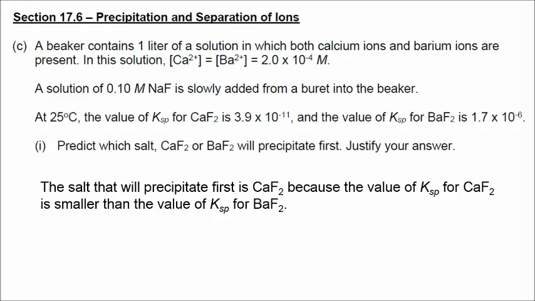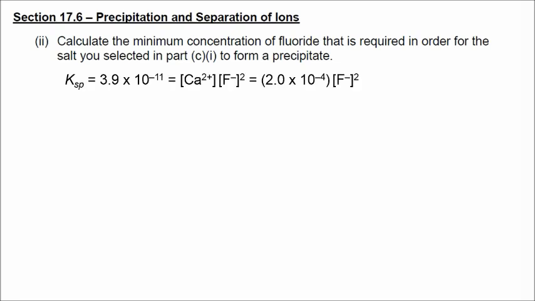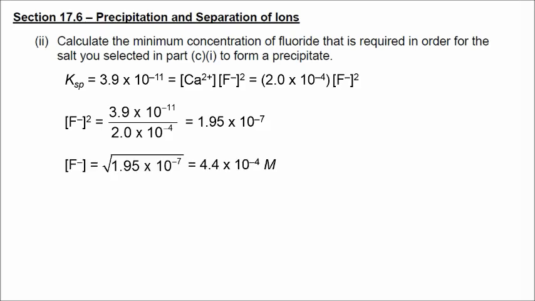So we are slowly adding a 0.10 molar sodium fluoride solution from a burette into this beaker that contains both calcium ions and barium ions, and the first salt that should precipitate is the calcium fluoride. What should the concentration of fluoride be to get calcium fluoride to precipitate? We know the initial concentration of calcium in that beaker was 2 times 10 to the negative 4. We don't know how much fluoride there should be, so let's calculate the concentration of fluoride that we would need. It's 4.4 times 10 to the negative 4 moles per liter.